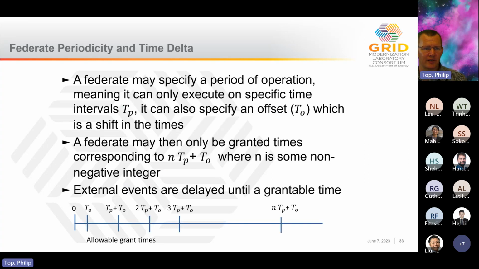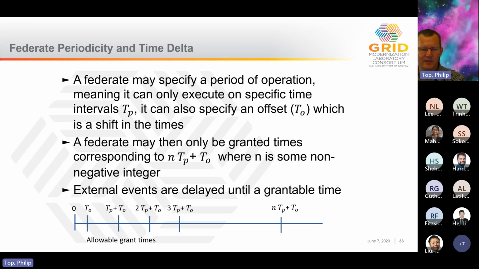Helix supports the notion of time periodicity. So often in power system simulations, these only execute at specific periods. That's controllable. And so Helix allows the specification of a period of operation and an offset which can shift these. There's also a notion of a delay that you don't want a federate to execute so often. So as you can see here, a federate may then only be granted times, so integer periods plus the offset.